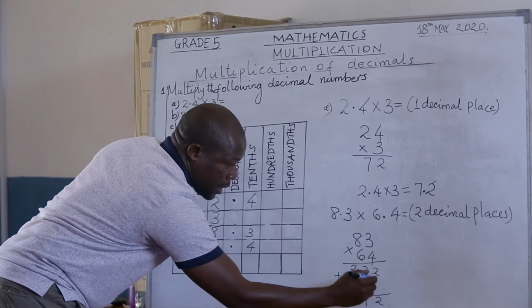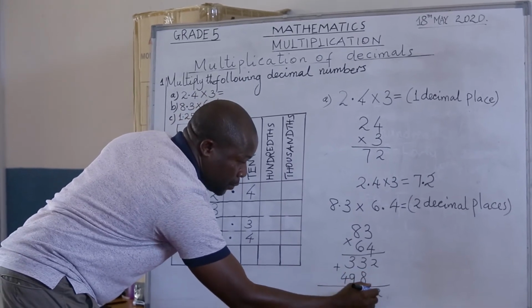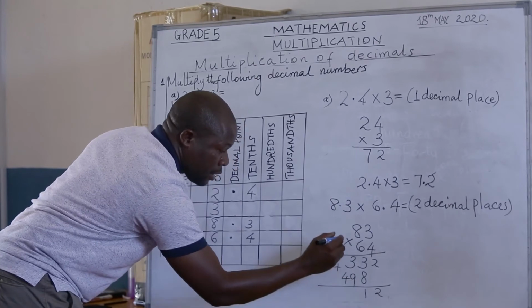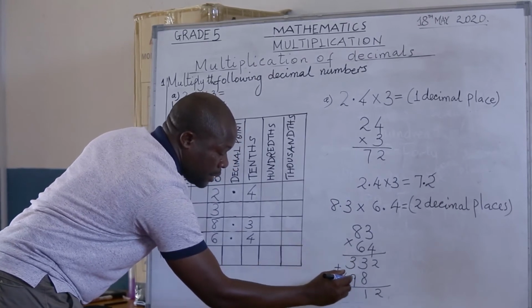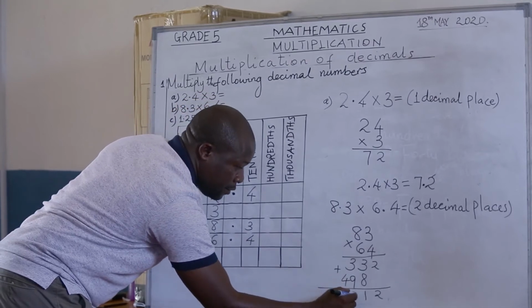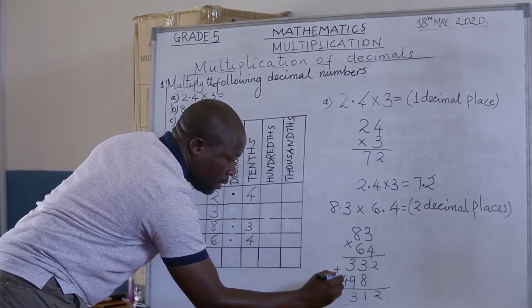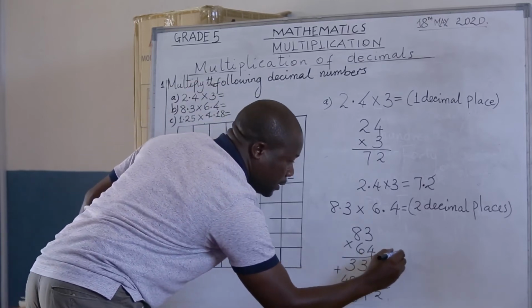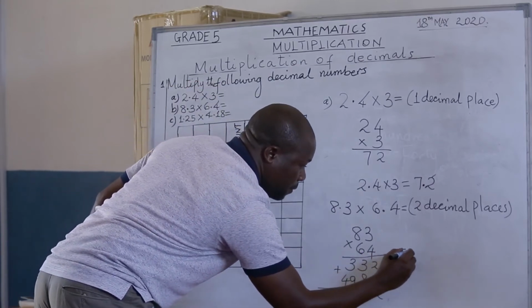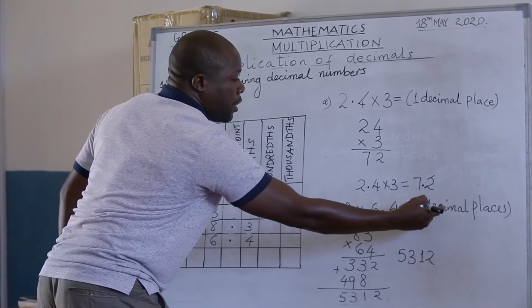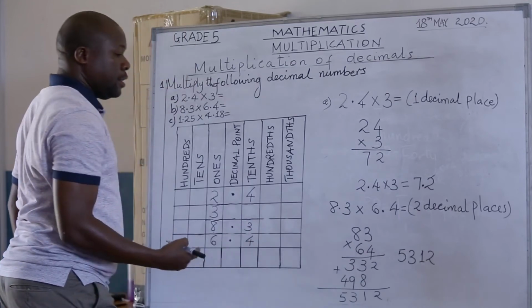Let us put together. Drop 2. 8 plus 3 is 11. Write 1, carry 1. 3 plus 9 is 12, plus the one we carried is 13. Carry 1. 1 plus 4 will be 5. Therefore, our answer is 5, 3, 1, 2. Remember to bring back the two decimal places.